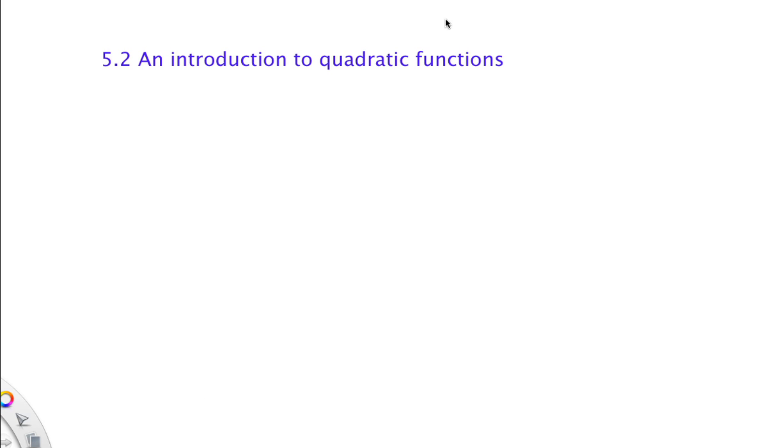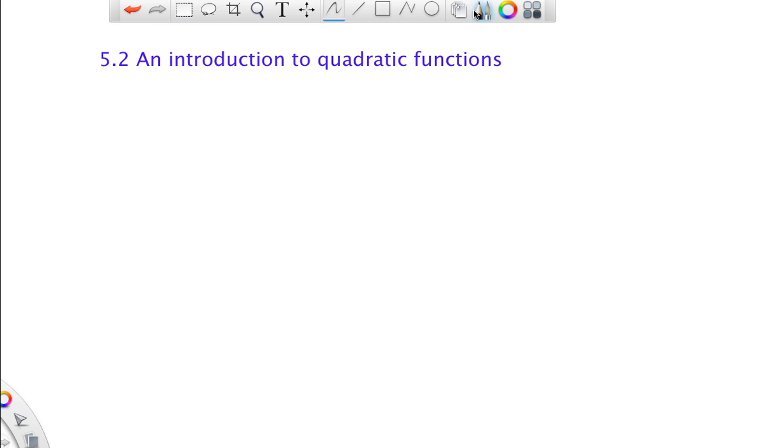5.2, an introduction to quadratic functions. I guess I should have just put a blank sheet in your notes, but we don't really have anything for this because I just want to introduce a couple things. Some of these we've seen already, some of this is new, and this is mostly just to get you ready for the rest of it.